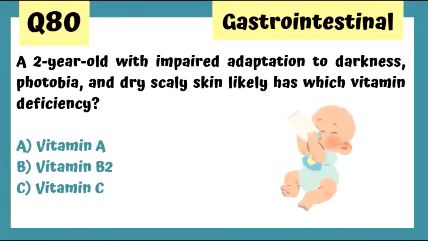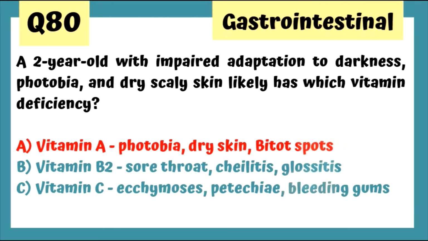Question 80. A 2-year-old with impaired adaptation to darkness, photopia, and dry scaly skin likely has which vitamin deficiency? So which vitamin deficiency presents with these? That would be vitamin A. Vitamin A is for the eyes, and therefore if you don't have it, it can lead to photopia as well as dry skin and Bitot spots, and you could take a look at what vitamin B2 and vitamin C deficiency would cause.